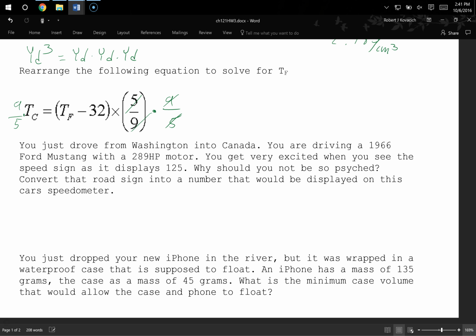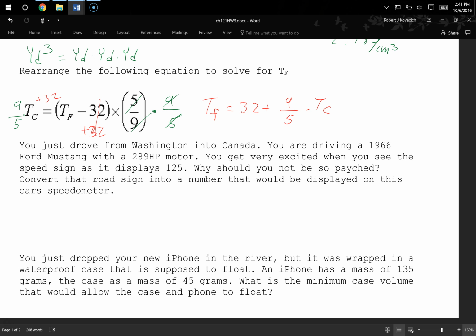All right, so that's fine. What next? Yep, if I add 32 to this side, that thing disappears, and then I can add 32 to this side. And so I'm going to end up with temperature Fahrenheit is equal to 32 plus 9 divided by 5 times temperature Celsius.